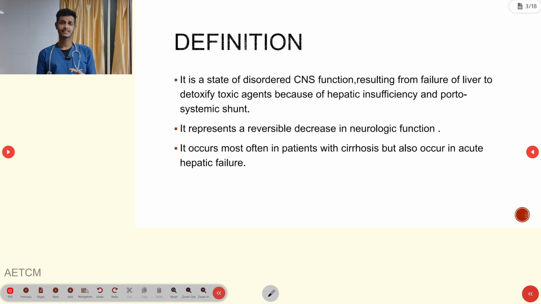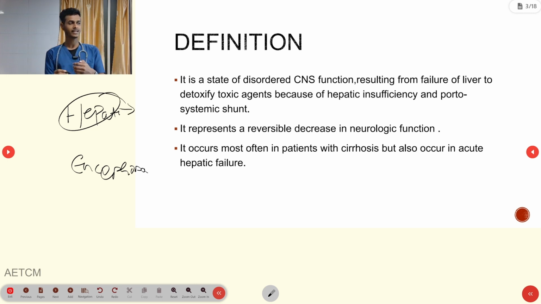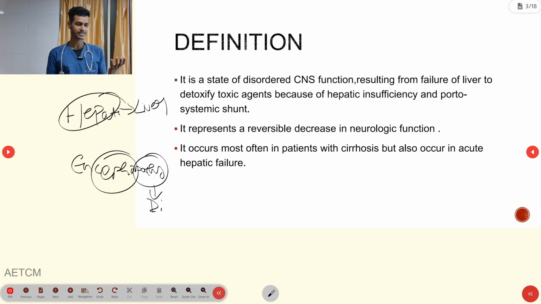Coming to the definition of hepatic encephalopathy. As usual, we will divide the term. First, it is called hepatic encephalopathy, right? Hepatic is denoting the liver. So what is meant by encephalopathy? Pathy, P-A-T-H, denotes disease or disorder. So cephalic represents our central nervous system.